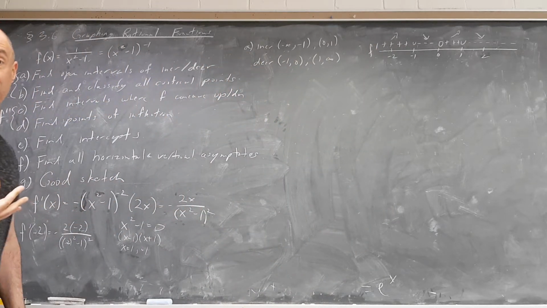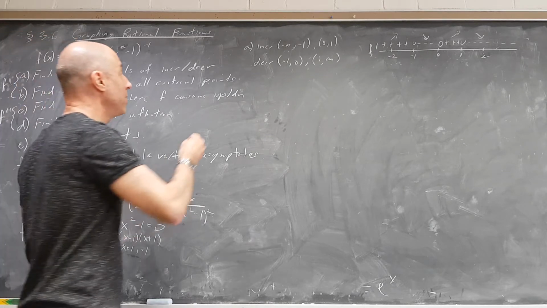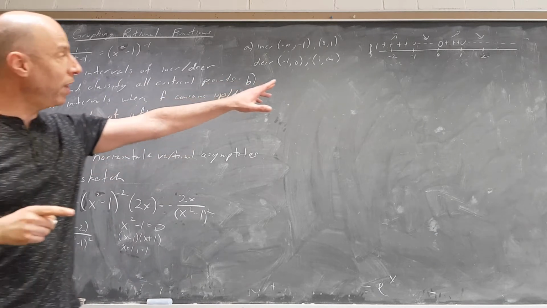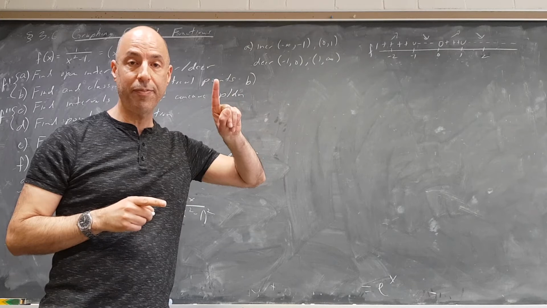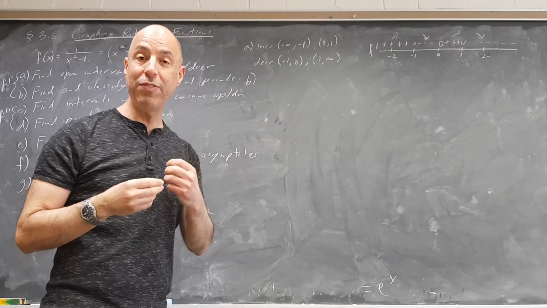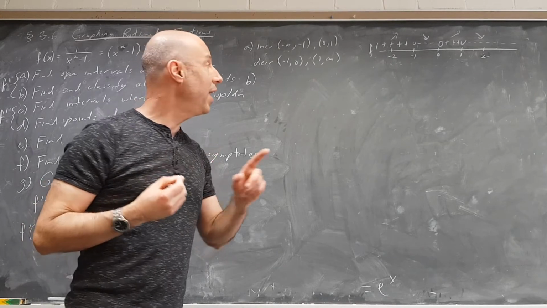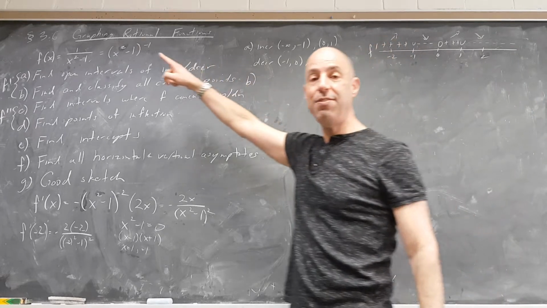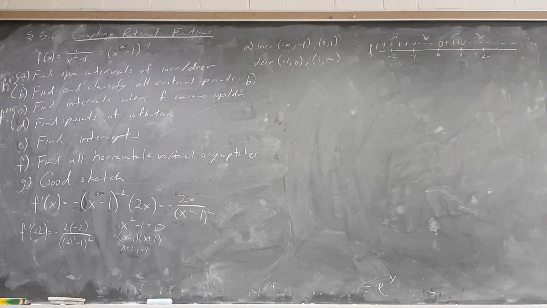I think we're also in a position to answer part B now. Find and classify all critical points. Now you have to be a little bit careful here. You might be looking at your picture and say, there are 3 critical points. There are 3 places where the derivative either equals 0 or it doesn't exist. But at 2 of them, the original function is not even defined.